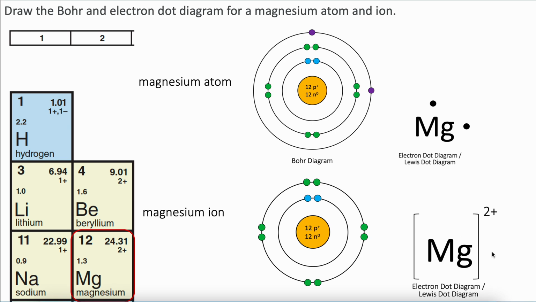That's why when we draw the electron dot diagram, we write down the element symbol, we put brackets here, and then we write that electrical charge outside of the brackets. In this case, it's 2+, indicating that we have more protons than electrons by a number of 2. 12 protons versus 10 electrons, giving us an overall difference of positive 2. So that's how you draw the Bohr and electron dot diagrams for a magnesium atom and ion.